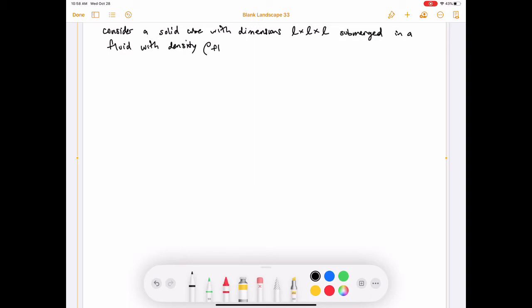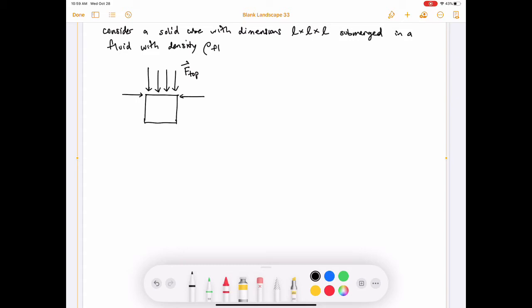Okay, so let's draw the cube. And let's indicate the forces that are acting on it. Well, for one, there's going to be a force acting at the top face of the cube, pushing down on it from the fluid above. So let's call this F top. Of course, we'll also have some forces pushing on the sides of the cube.